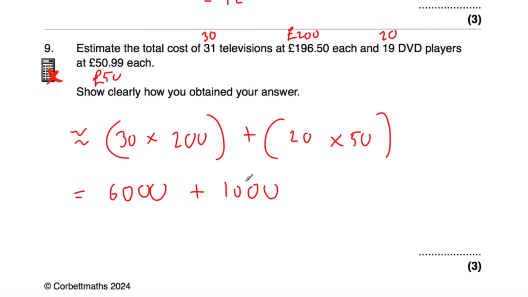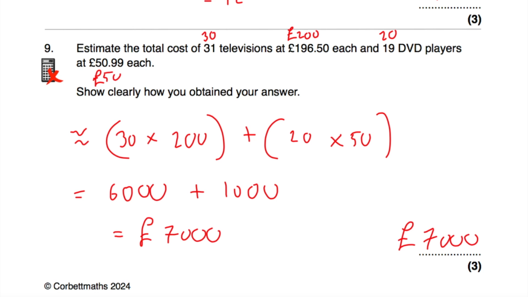So we've got 6,000 plus 1,000, and that's equal to £7,000. So our estimate for the total cost would be £7,000. And let's just check it and see what it would be exactly. So 31 TVs at £196.50 plus 19 multiplied by £50.99 is equal to £7,060.31. So we're only just over £60 out. So it's a pretty good estimate.